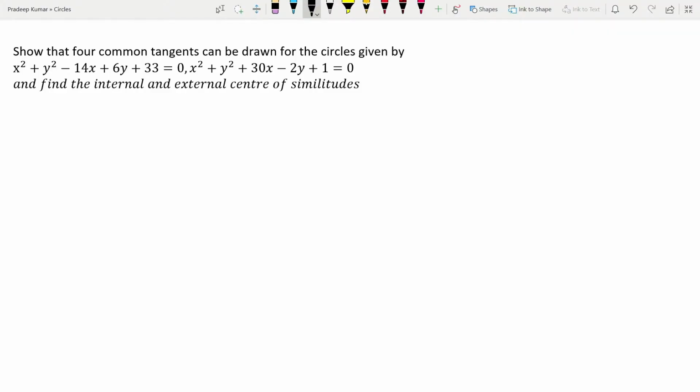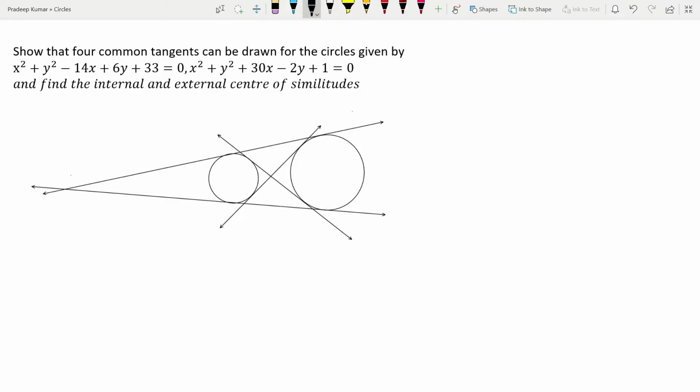So if at all we have to understand by the figure, this is an approximate figure for this particular question. Once we solve, we'll be getting the exact figure. Now here this is the first circle and this is the second circle. For both circles, we are getting tangents. See here, this is tangent number 1 and this is tangent number 2.